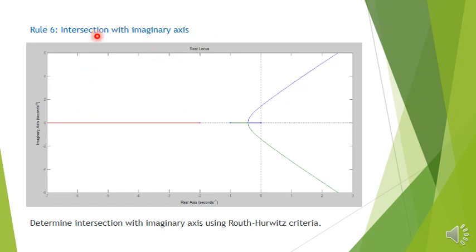Next, intersection with the imaginary axis. In this plot, here it is intersecting. So how to find this intersection? The intersection can be obtained using the Routh-Hurwitz criteria. In the Routh-Hurwitz criteria, you may get an entire row where all the elements of a row are equal to 0, then there is a possibility of finding the intersection with the imaginary axis. So using Routh-Hurwitz criteria, we can find the intersection with the imaginary axis, this point.